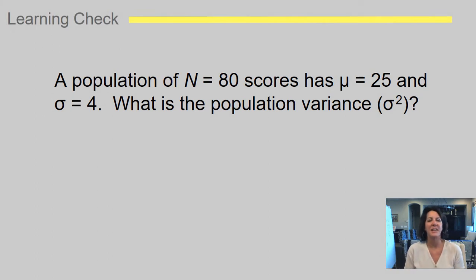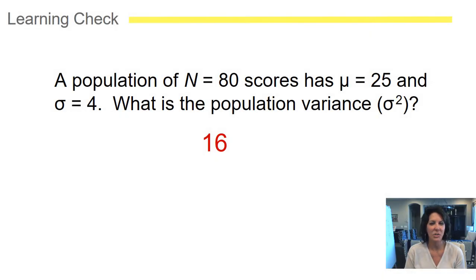So let's try some things. A population of n equals 80 has a mean of 25 and a standard deviation of 4. What is the population variance? So we have practice going from population variance to standard deviation. What do we do if we know the standard deviation, but we want to know the variance? Well, we're just going to square the standard deviation. If we take the square root of the population variance to find the standard deviation, you can turn it back into the variance by squaring it.